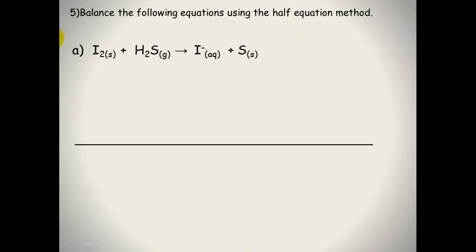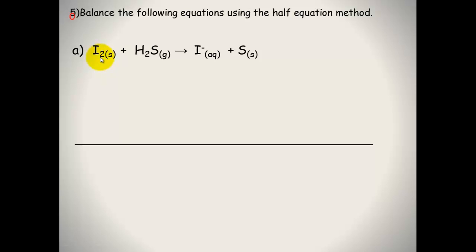So this is question 5 in your notes. Balance the following equations using the half equation method. So the first thing you need to do here is to identify your half equations. How are we going to do that? Using oxidation numbers.